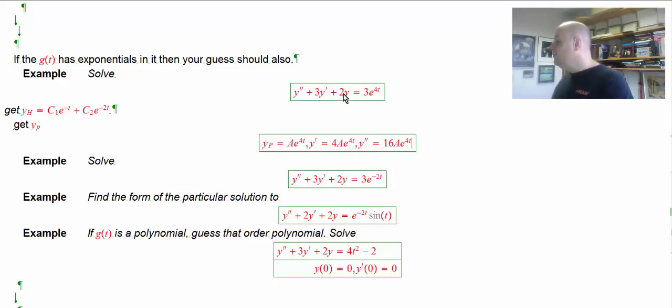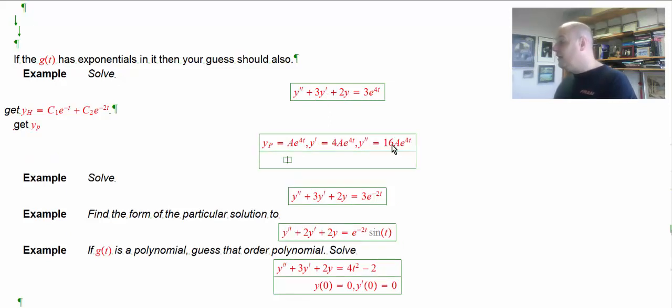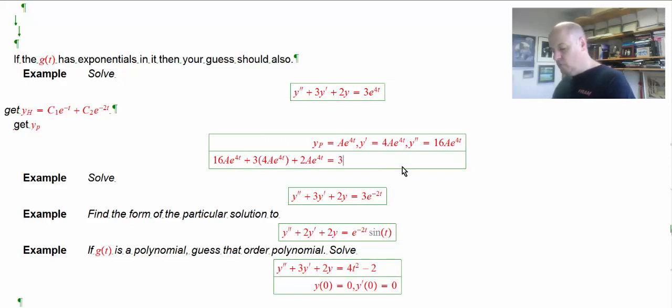So I can sub the y particular, the y prime particular, and the y prime prime particular into the left-hand side. So I'm going to get y prime prime plus 3 times y prime plus 2 times y, and that's equal to the target function. I'm setting it equal to the target function. And now all I have to do is figure out what a is equal to.